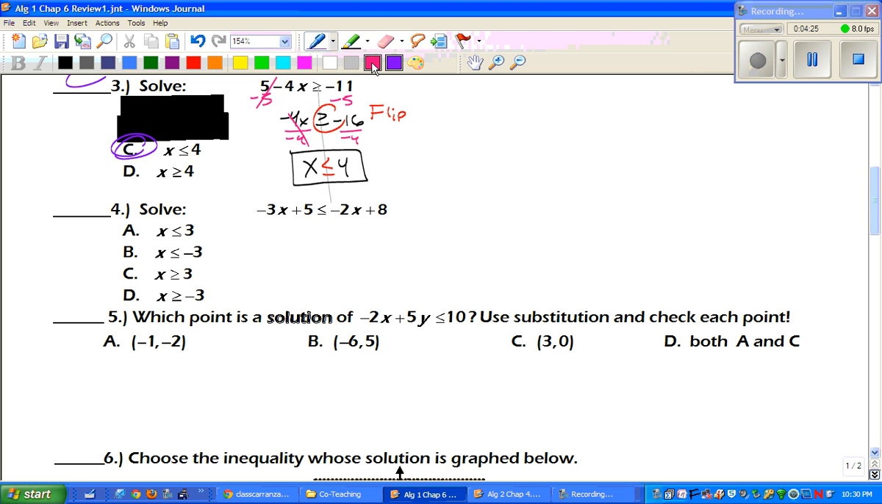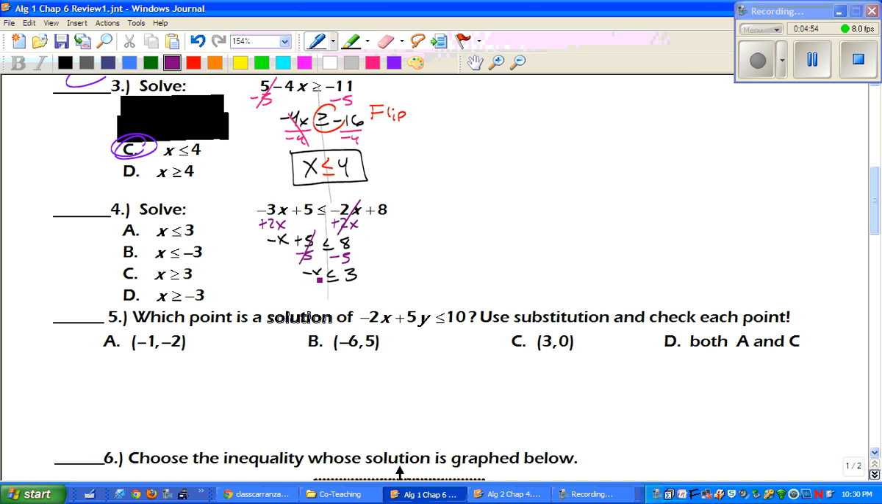All right, let's move on down to 4. Now, the first thing that we want to do is to get your variables on one side. So we're going to add the 2x, and you get -x plus 5 is less than or equal to 8. Subtract the 5. -x is less than or equal to 3.